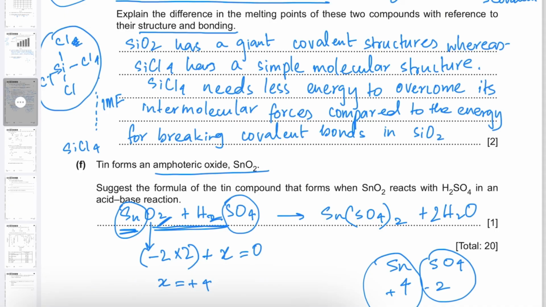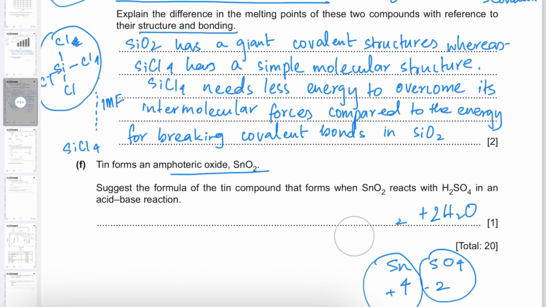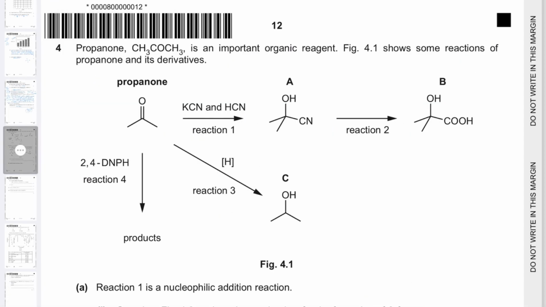Since you have 2 sulfate ions on the product side, you must balance that, and here is the balanced equation for this reaction. You are not required to write the entire equation, you just need to write the formula, like so. Question 4. Propanone is an important organic reactant.